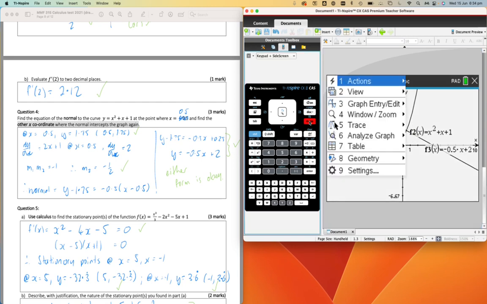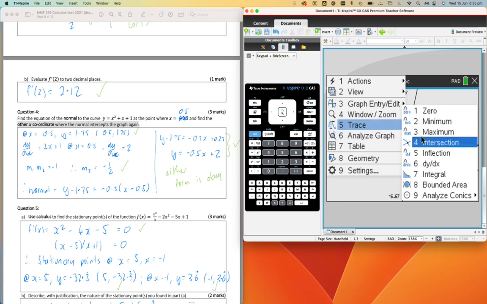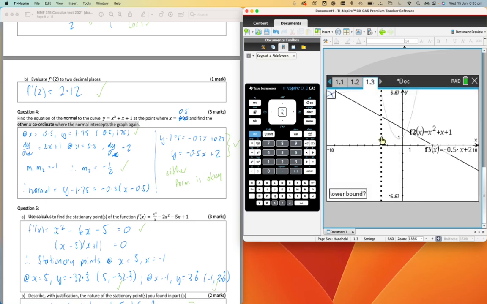So now I can go to menu, analyze graph, intersection, go to the left here, click, and then go to the right, and you can see the intersection is given to me, minus 2, 3. So minus 2 is the other x coordinate where the normal intercepts the graph again. If I keep on going to the next one, just to confirm, yeah, I've got x equals a half, 1, 1.75. So that's how you can use your calculator to work out that other x coordinate if you are asked. There we go. Okay, next question.